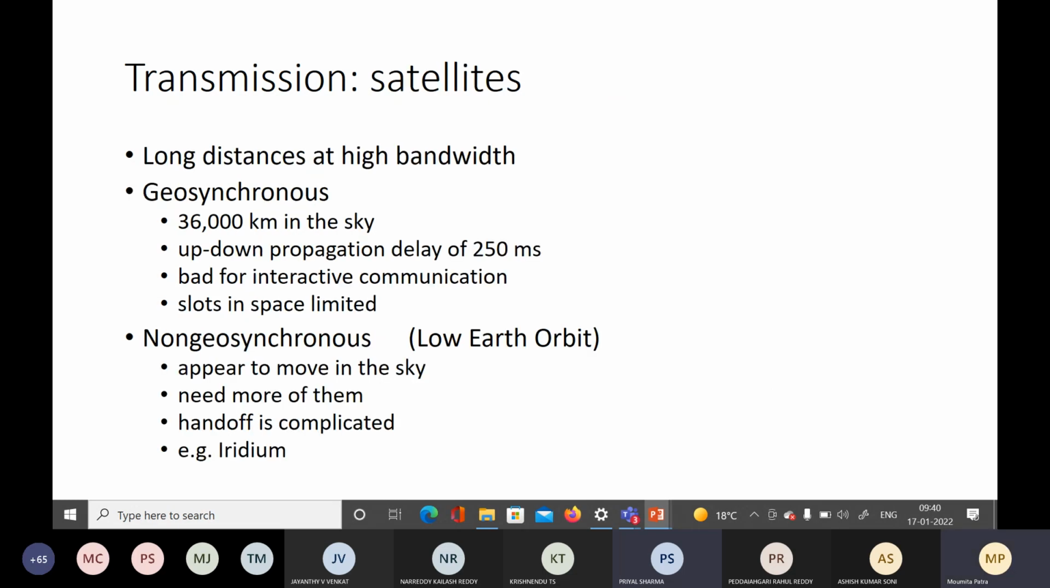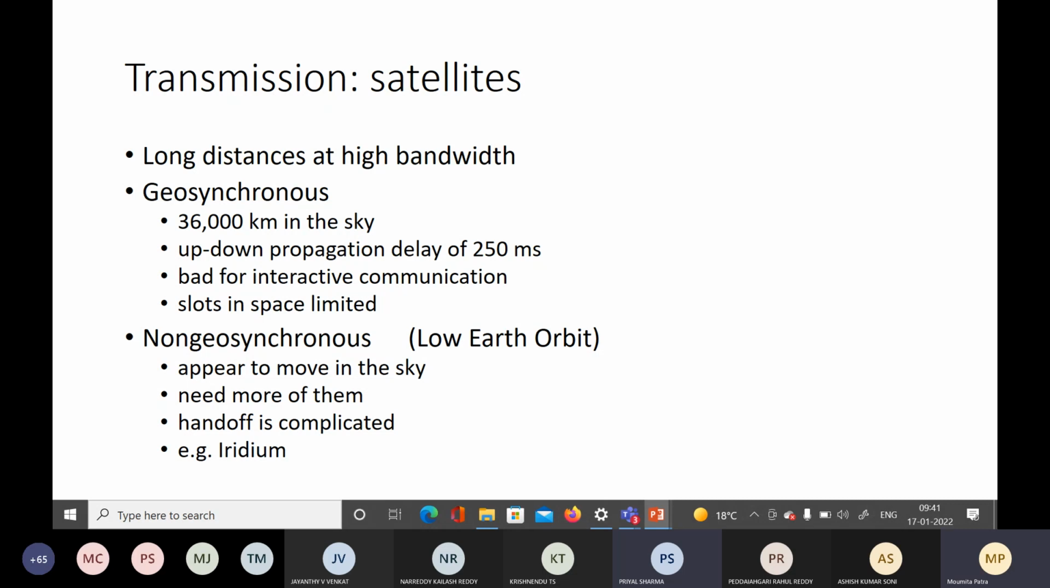Okay, now let's get to another mode of communication, that is satellites. Satellites of course help in long distance communication and still give very high bandwidth. That is why satellite communication is also important, and it can be used, but it is not always chosen as the part of the medium.